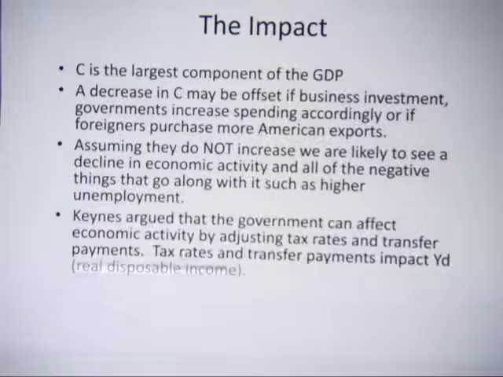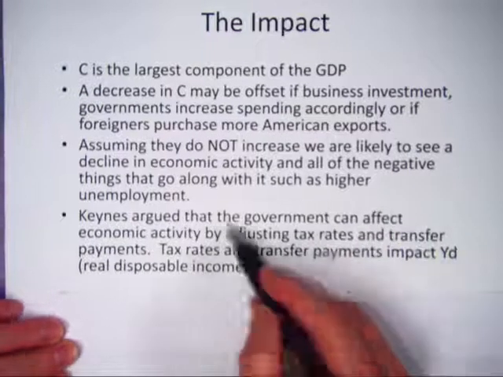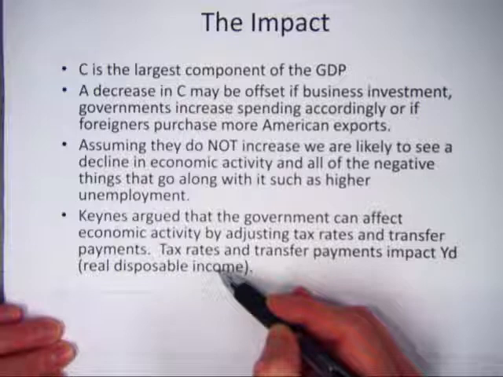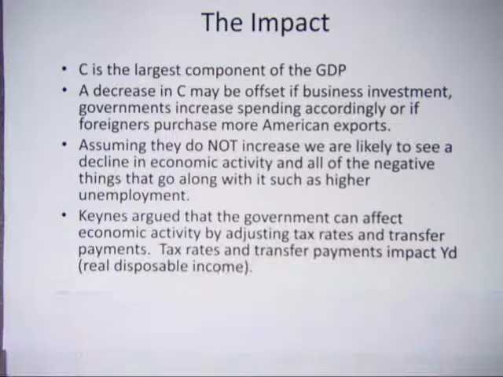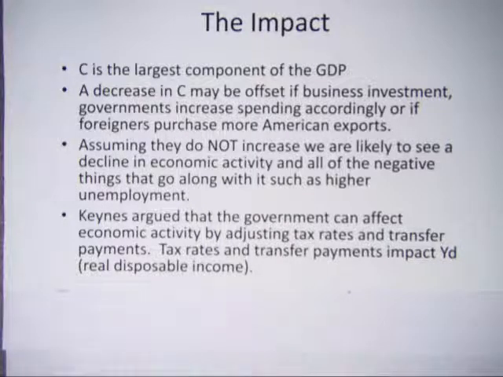Here's where Keynes really enters the equation. Keynes argued that the government can affect economic activity by adjusting tax rates and transfer payments. Tax rates and transfer payments impact disposable income. So if we see tax rates go down, we will see disposable income go up. Even if the marginal propensity to consume remains the same, if YD increases, we could see our gross domestic product not as negatively affected as it would be had we not decreased the tax rates.